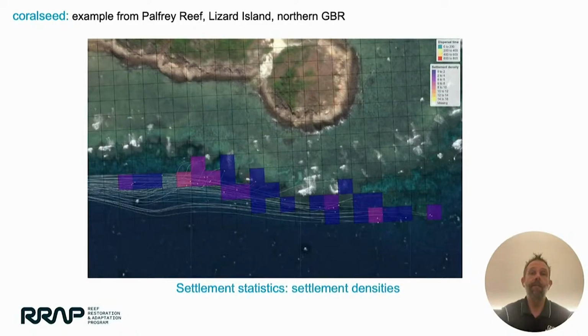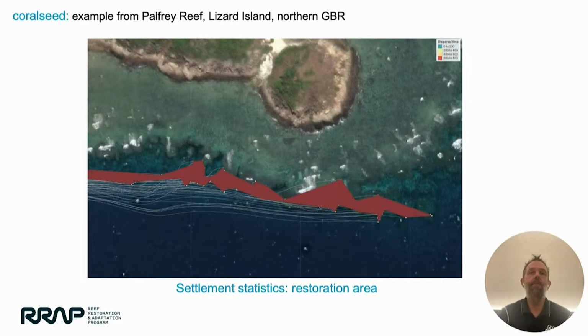And one of the benefits of these spatially explicit models is that we can then quantify not only the total numbers of larvae settled, but also the underlying spatial patterns such as settlement density, but also the spatial footprint of settlement, which allows us to evaluate the impact and the scale of these reseeding programs for the first time.